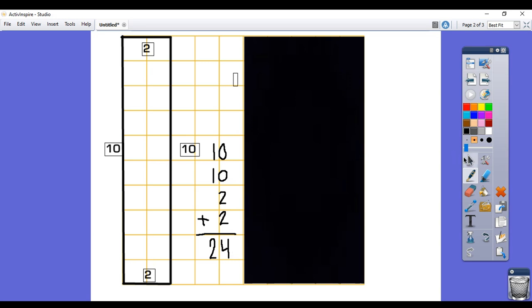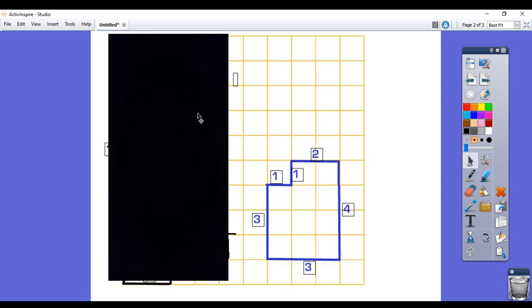Okay, so now let's look at an example where the shape is rectilinear, but not necessarily a rectangle or a square like you're familiar with. So I'm just going to slide this over here for a little bit so that we can focus on this problem right here in blue. And I'm going to use the same strategy for this problem. I'm going to add up the length of all the sides.